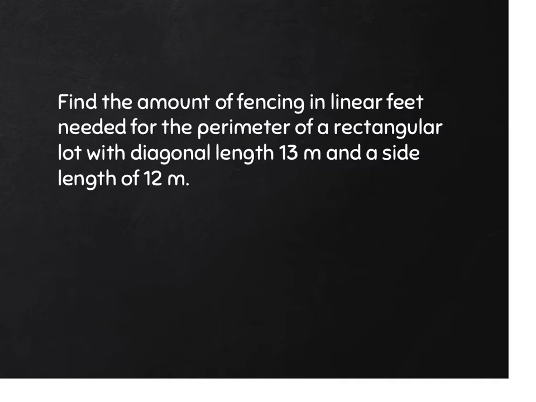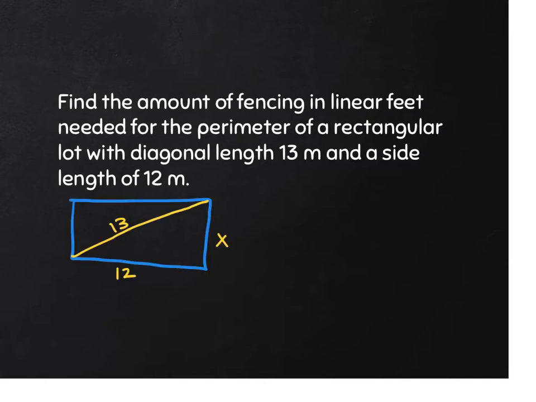On my second example, I'm asked to find the amount of fencing in linear feet needed for the perimeter of a rectangular lot with diagonal length 13 and a side length of 12. So I've got my picture and I'm looking for that blue perimeter. I know that the diagonal of the lot is 13, one side is 12. I don't know my missing side, so I put x in. Because it's rectangular, I know this will make a 90-degree angle. So I've got a right triangle right here.